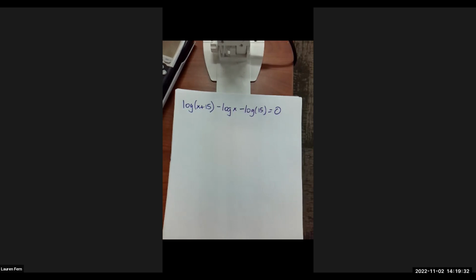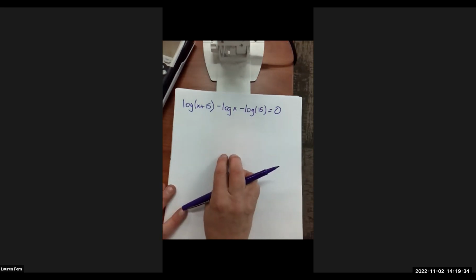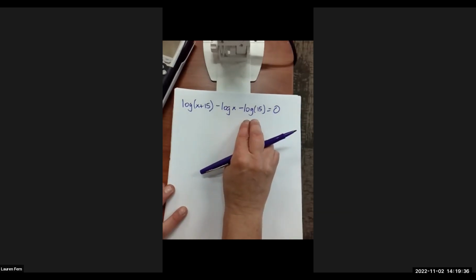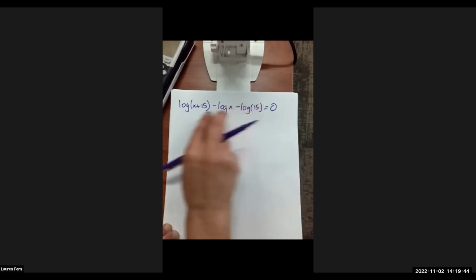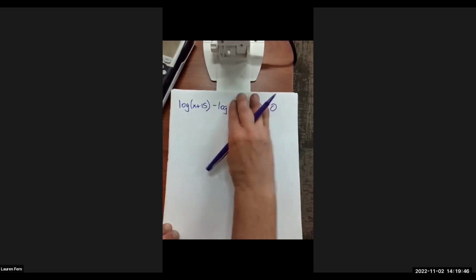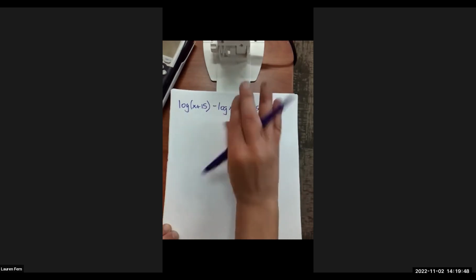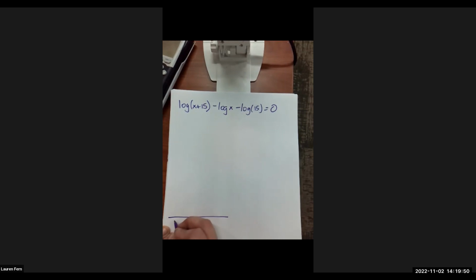You ready? Okay. What we want to do is write this as a single log. Okay. We could do it two at a time. So let's just deal with the first bit. I'm going to do that right down here. Do you agree? I could say that's log of x plus 15 over x.